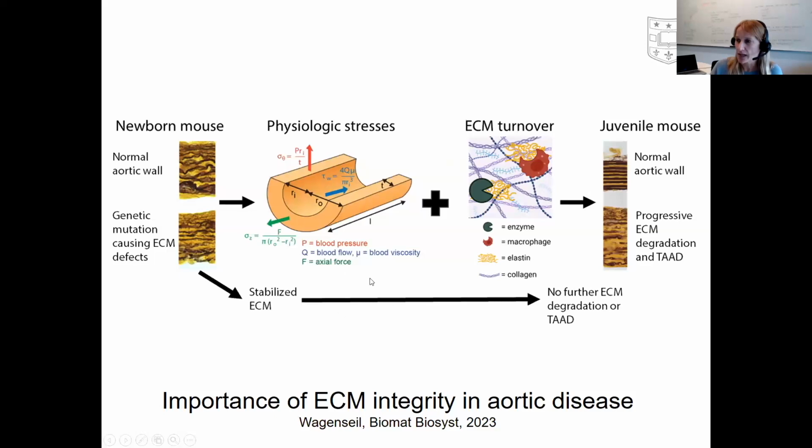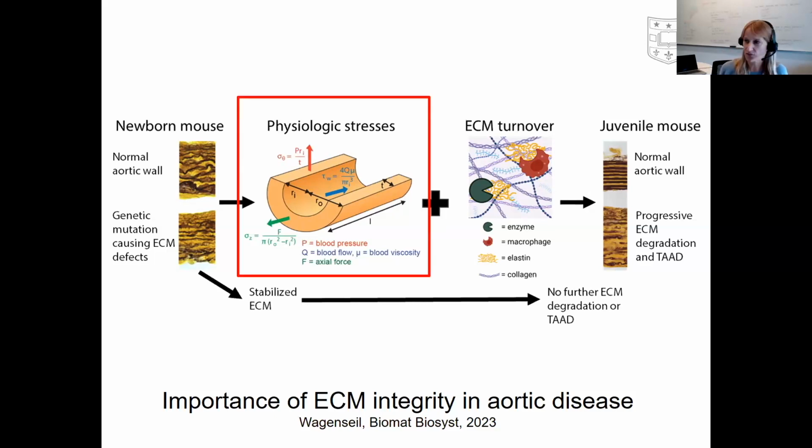But in many of these aortic diseases, one of the things that happens is when there's a defect in the matrix, then you expose it to these physiologic stresses and it's more susceptible to turnover. Then what happens is there's this progressive degradation and thoracic aortic aneurysm in dissection. And so this is what happens in this mouse model, where this is what it looks like as a juvenile without the mutation. And then there's this progressive degradation otherwise. And so we're really interested in actually these two things and how we might understand the reaction to them and also possibly prevent them.